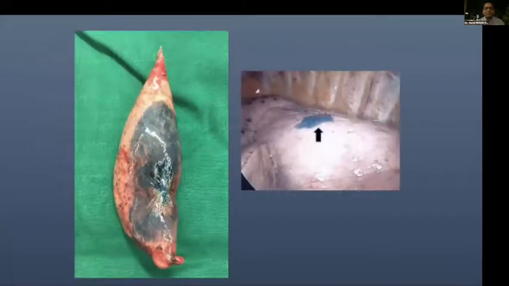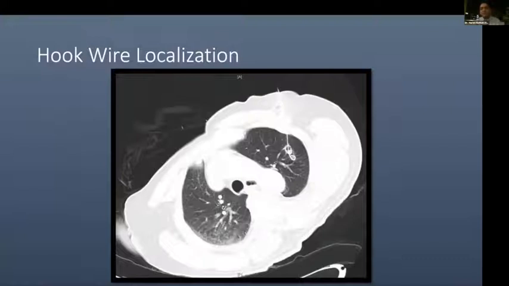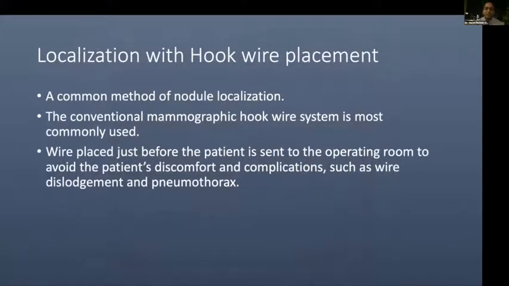Here's an example of a dye localization, and you can see it's very clear cut. You know exactly where the lesion is, and you can go in and wedge the lesion. The other methods that people have come up with are things like hook wire localization, which was of course adapted from the breast hook wire, and again is very easily placed, cheap and affordable.